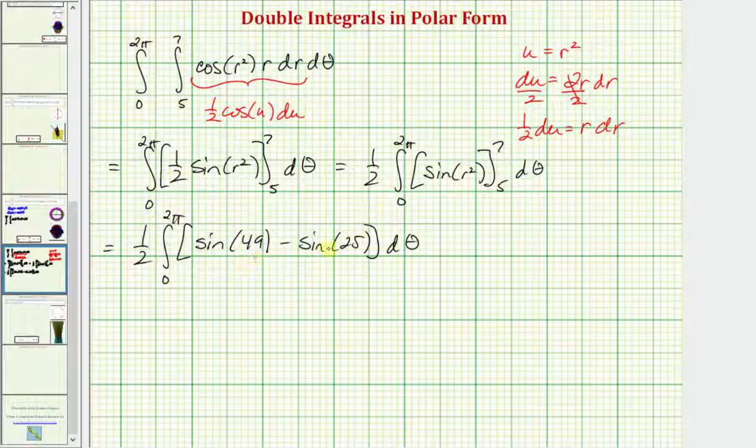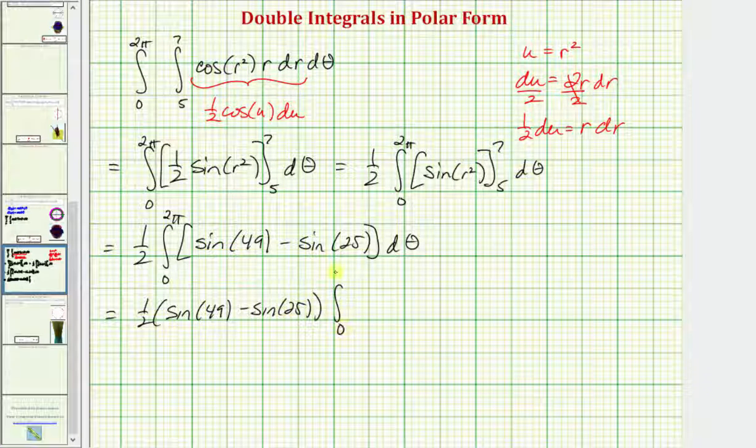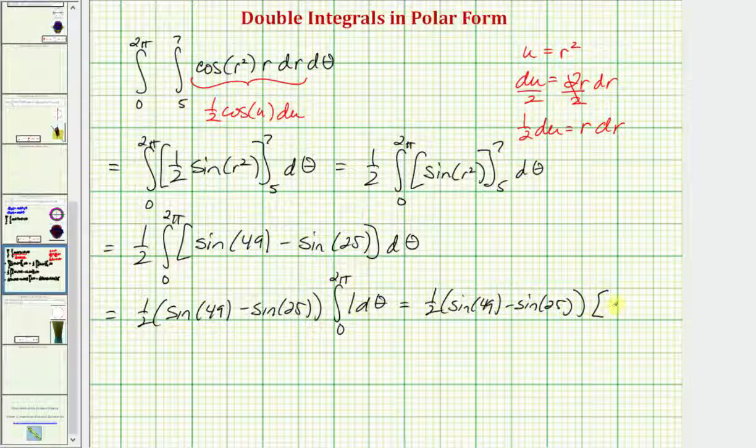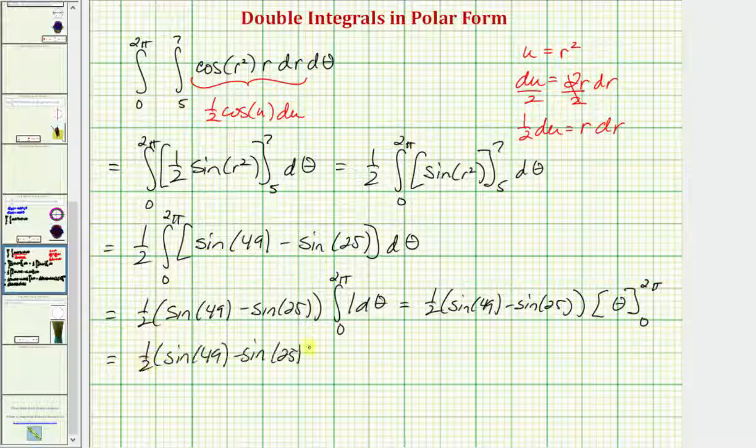And sine 49 minus sine 25 is a constant, so we could write this as 1/2 times the quantity sine 49 minus sine 25 times the integral from 0 to 2 pi of d theta, or 1 d theta if we want, which is going to give us the same constant, and the antiderivative is going to be theta. So finally we have, again, this constant times, when theta is 2 pi, we have 2 pi. When theta is 0, of course, we have 0.